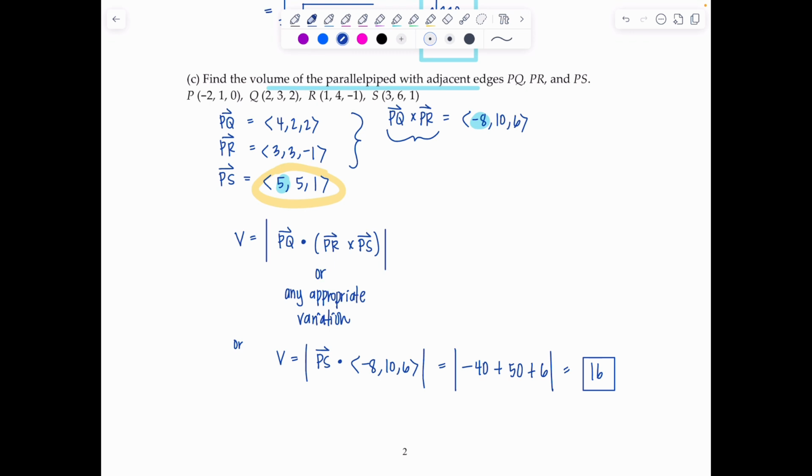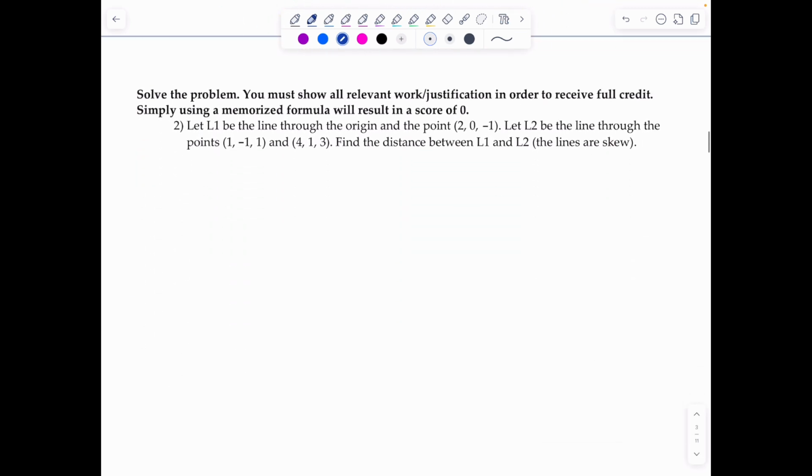Yes. Okay, next problem. Solve the problem. You must show all relevant work and justification in order to receive full credit. Simply using a memorized formula will result in a score of 0. So let line 1 be the line through the origin and the point 2, 0, -1. And then let line 2 be the line through the points 1, -1, 1, and 4, 1, 3.